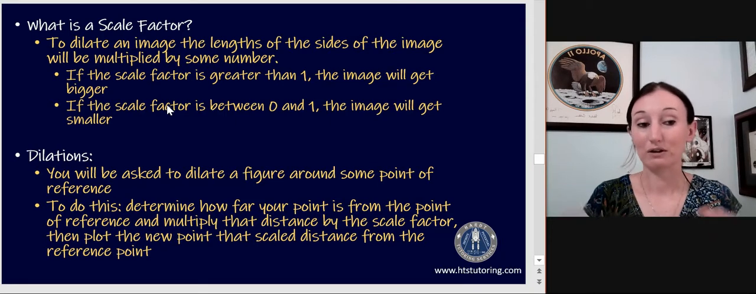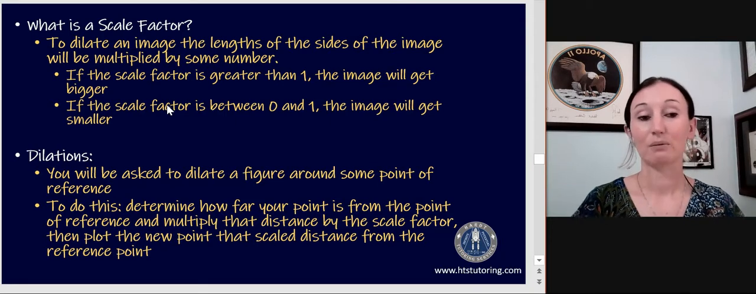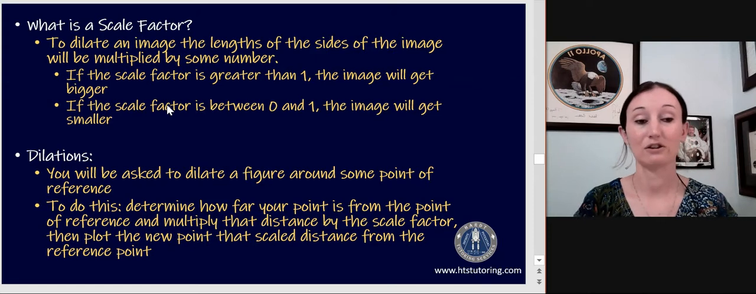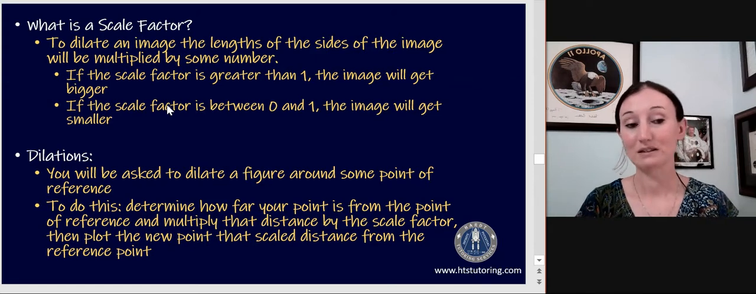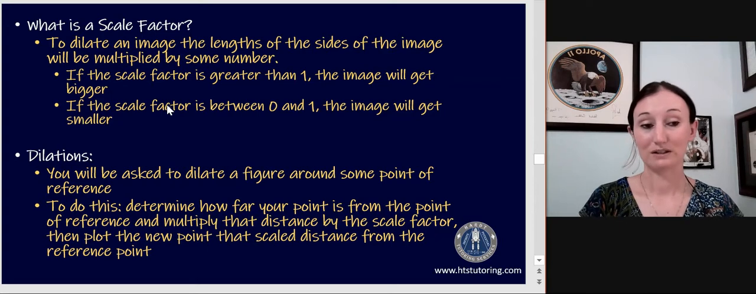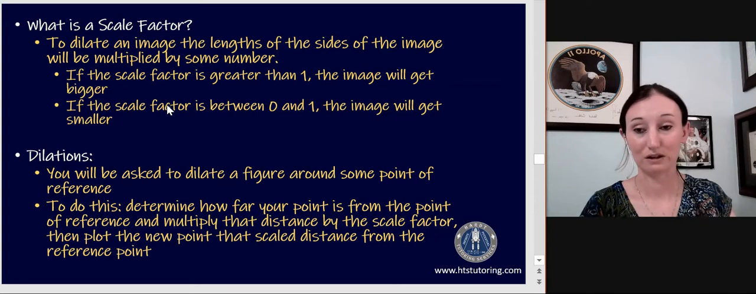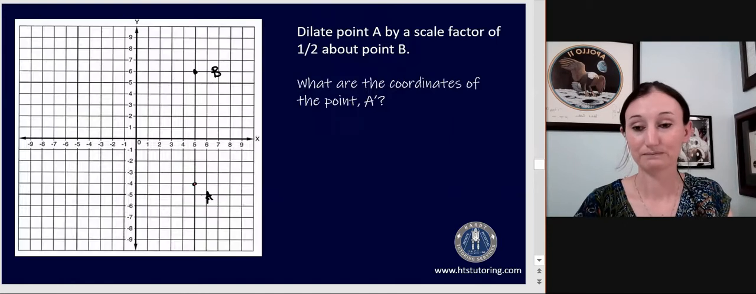Now, we can kind of sanity check ourselves. Is our image going to be bigger or smaller at the end? We look at our scale factor. If our scale factor is greater than 1, our image is going to be bigger. If our scale factor is between 0 and 1, our image is going to get smaller. We don't deal with negative scale factors. So let's go do some examples.